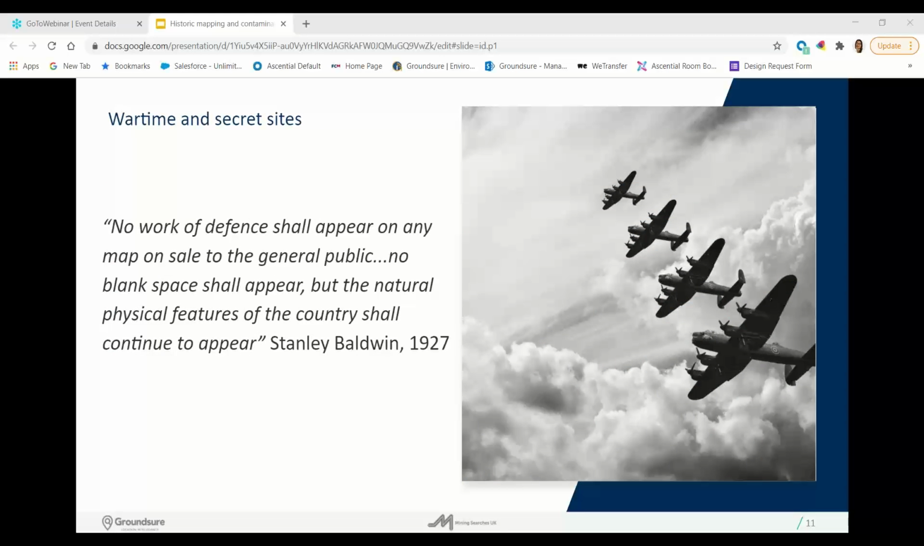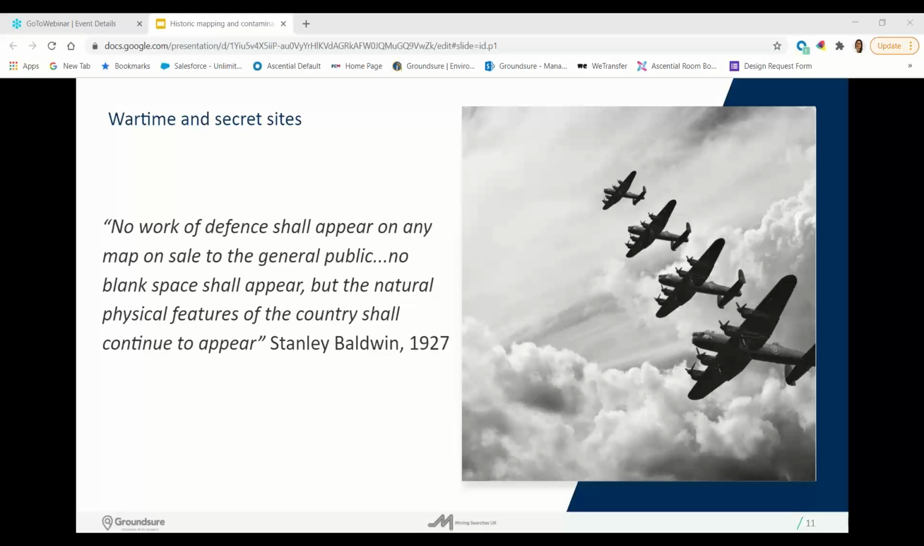Now, what else can we glean from old mapping and contamination? A huge amount of our database, and we have a separate database for this that sits underneath our overall historic mapping, are military sites. Now, Stanley Baldwin was a British Conservative statesman who dominated the government of the United Kingdom between the World Wars, serving as Prime Minister on 3 occasions.